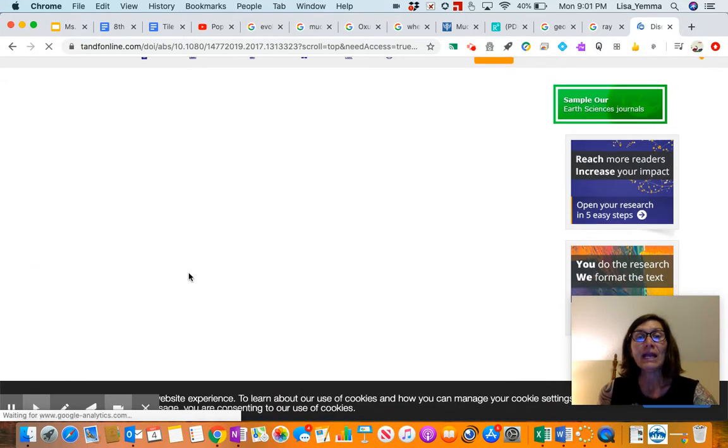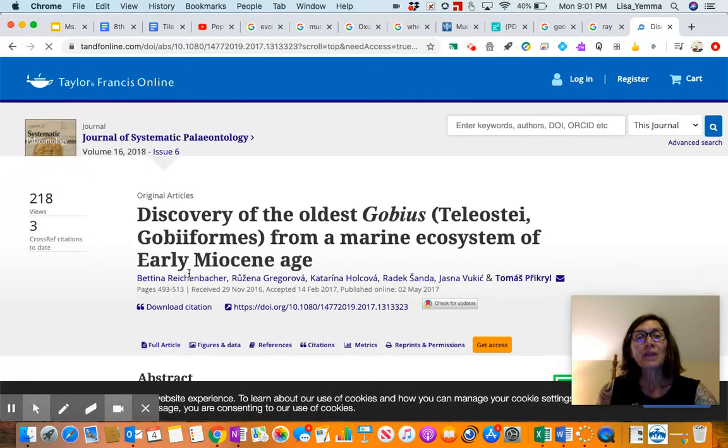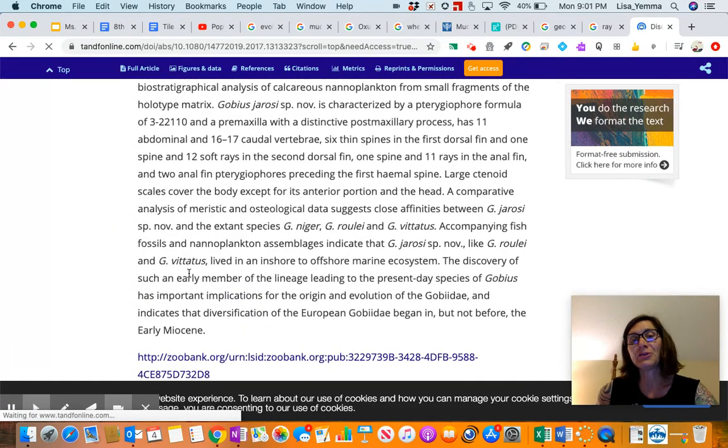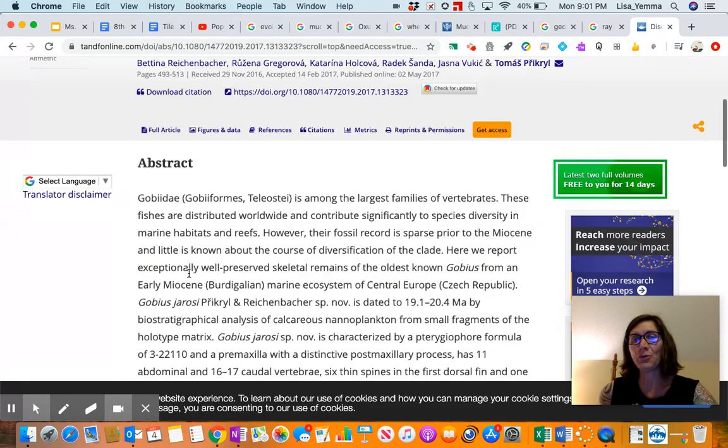Very cool. And as I looked through this article, sometimes the articles want you to pay, sometimes they won't let you see the whole thing, just the abstract. So this is the abstract, the summary. It's the largest families of vertebrates. They're distributed worldwide. However, the fossil record is sparse prior to the Miocene. And I know that the Miocene is after Cretaceous. I know the Miocene is in the Cenozoic era. So that's pretty young, actually.